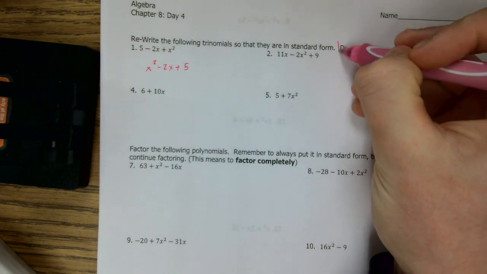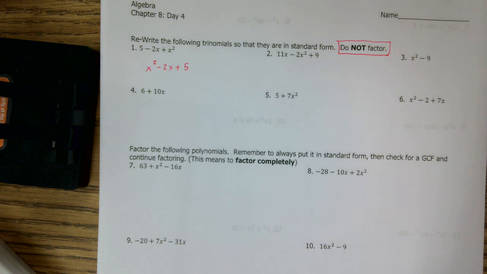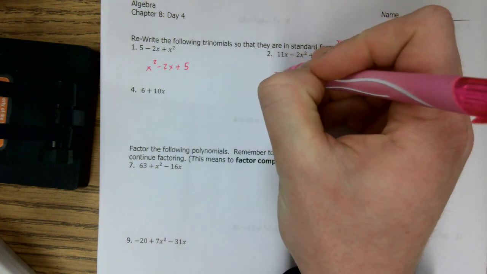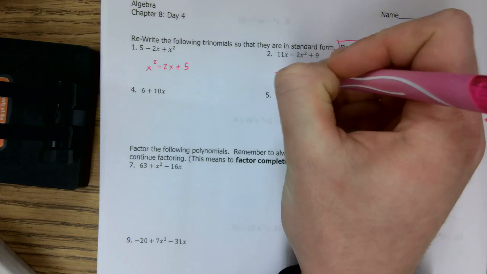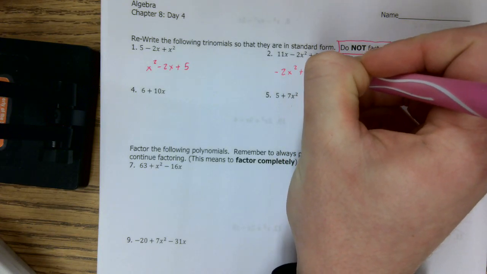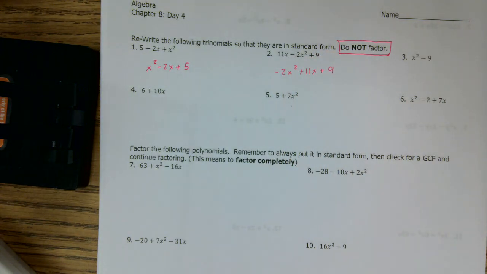Okay, so that's what we do in standard form. In this case, you do not have to factor these at all. You're just practicing rewriting them in that standard form, okay? The reason is that we always lead with that highest term of x. That way it looks more pleasing to the eye and it's easier for us to factor once we get it in this form. So number 2, you're looking at 11x minus 2x squared plus 9. Again, we're going to lead off with negative 2x squared plus 11x plus 9. Hopefully you're seeing a pattern developing with those values. You just have to rewrite it as such.